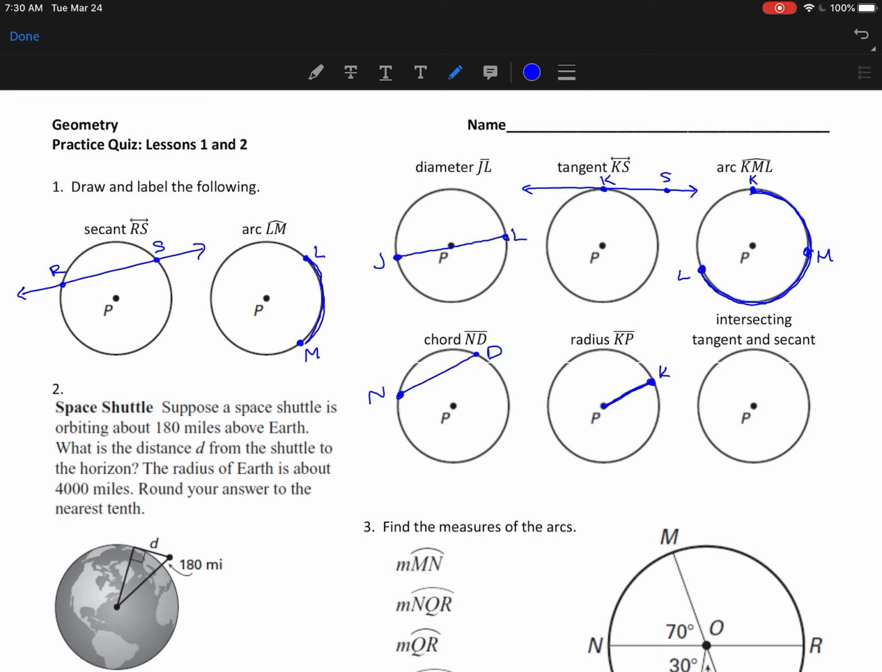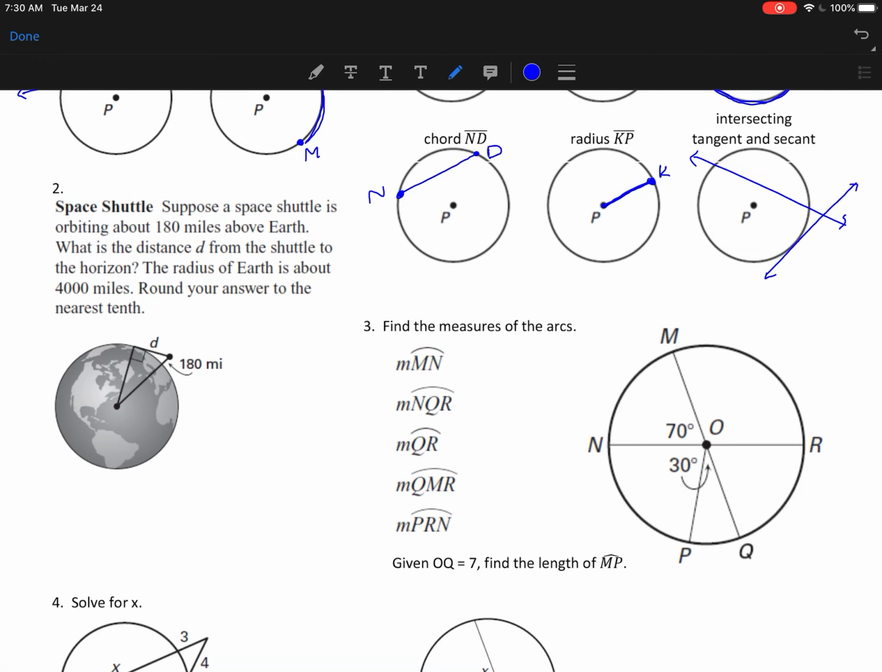And intersecting tangent and secant. So I could draw a secant line, and then I would need to draw a tangent line that intersects that. Lovely. Number 2. Orbiting 180 miles.